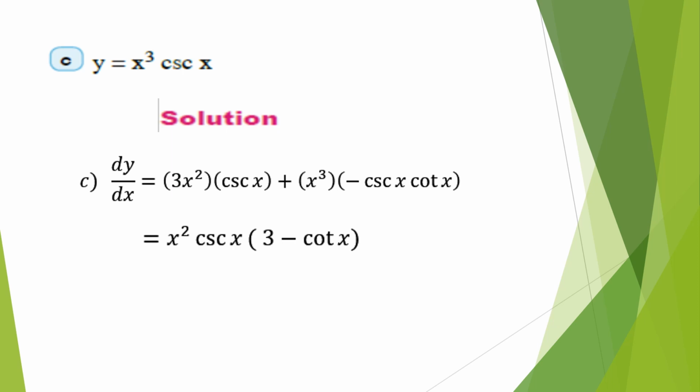Now we can take a common factor, which is x power 2 and cosec x. X power 2 multiplied by cosec x is a common factor. The remaining is 3 minus x cotan x.